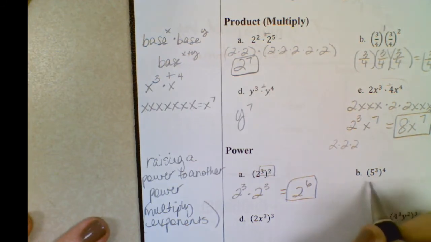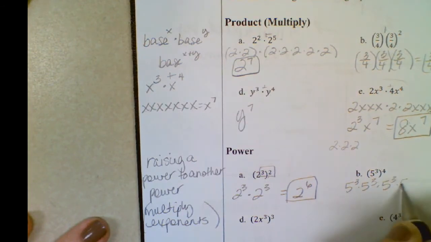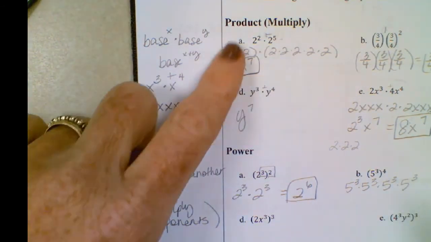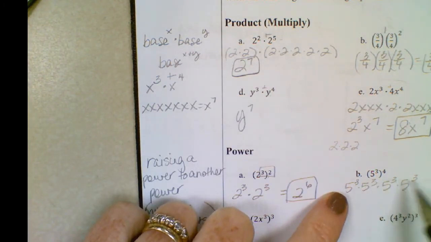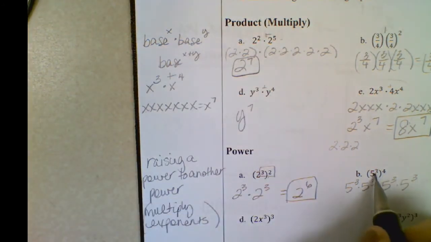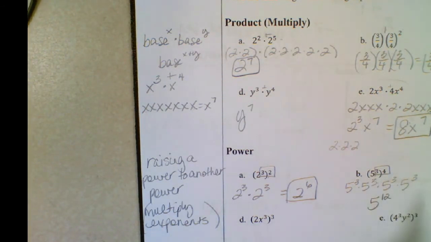Expanded form just kind of helps see what we're dealing with. So 5 to the third, all raised to the fourth power, would be 5 to the third times 5 to the third times 5 to the third times 5 to the third. Using this rule, I know I can add those together. 3 plus 3 plus 3 plus 3 is 12. Well, it makes it a lot easier to know I can just multiply those exponents together and get 5 to the 12th, because then I can skip this expansion step altogether.